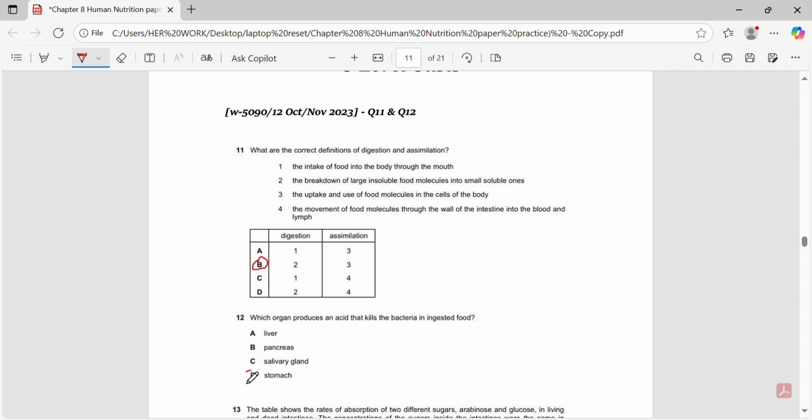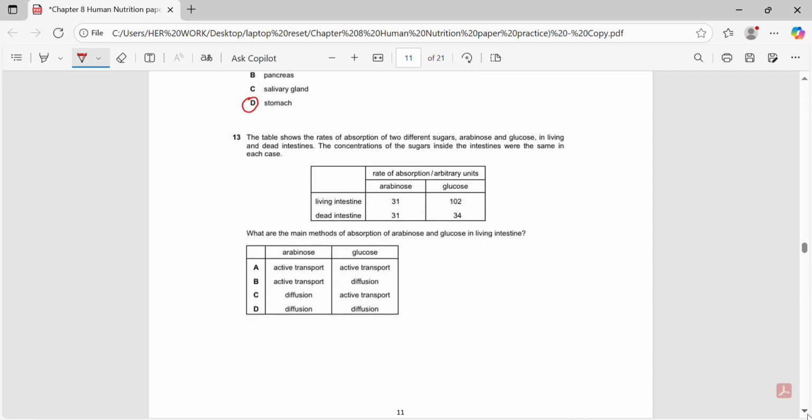This acid helps digestion and destroys harmful bacteria. And the answer for this is D. Stomach. Now let's move to the next question, another MCQ.